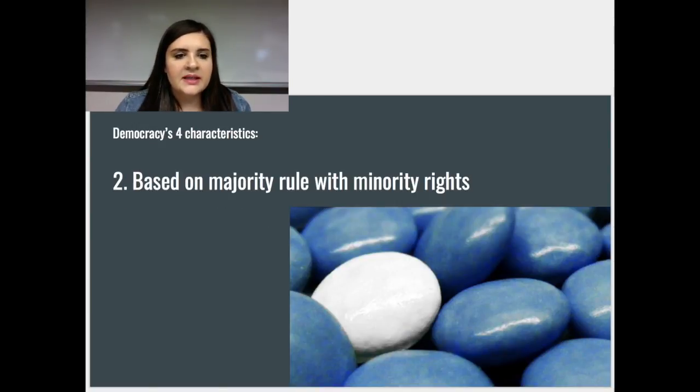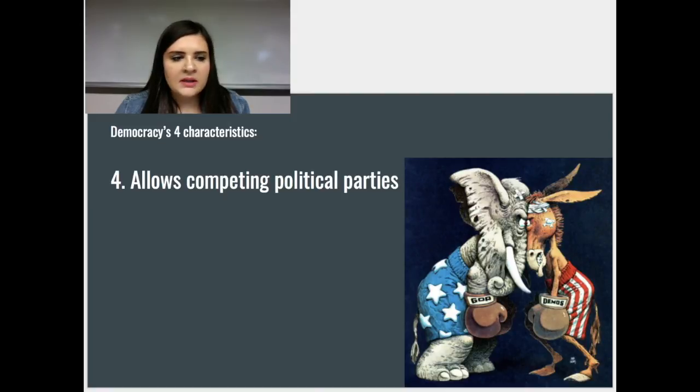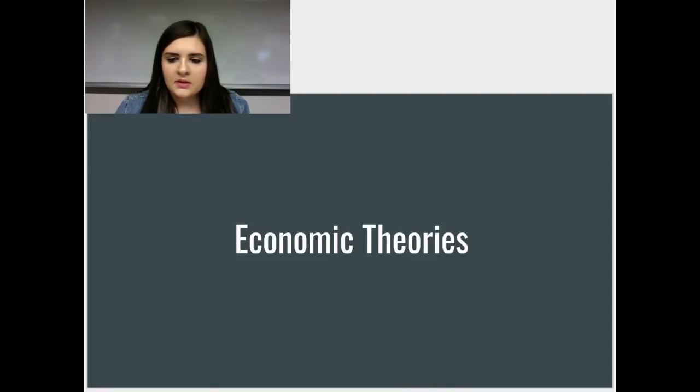Democracy's second characteristic is that it is based on majority rule with minority rights, meaning the minority rights must be protected, no matter how alienated a minority is from the major society. Otherwise, the majority's rights lose their meaning. Third, it requires elections, in which candidates can express their views freely, voting requirements are few, and each person's vote is equal and cast by a secret ballot. And the last one is that it allows for competing political parties with different approaches to issues, to give voters a choice.